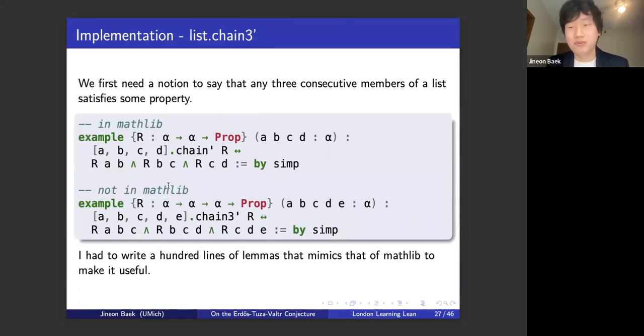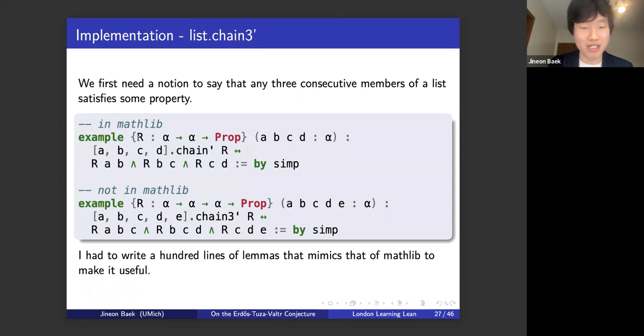So we needed a notion to say that any 3 consecutive members of a list satisfy some property, which is that they form a 3-cup. On the top, what you see is an example of chain prime in Mathlib. There is a vocabulary in Mathlib that says that in a list, any 2 consecutive things satisfy some condition. But what I needed was a 3-valued version of that. So I need to say something about 3 consecutive members of a list.